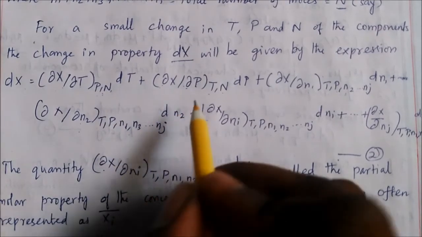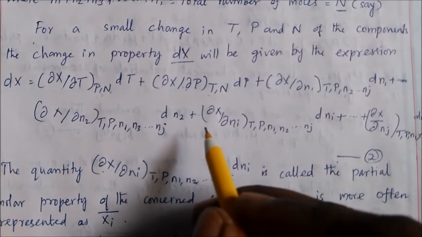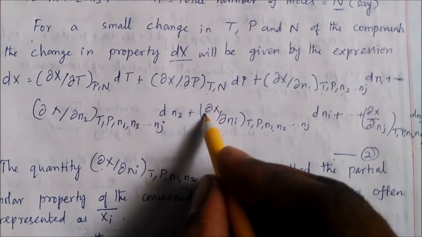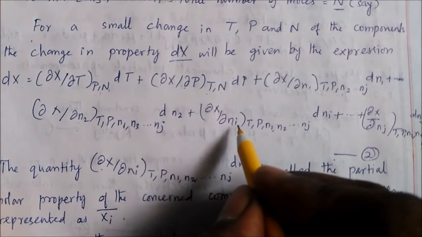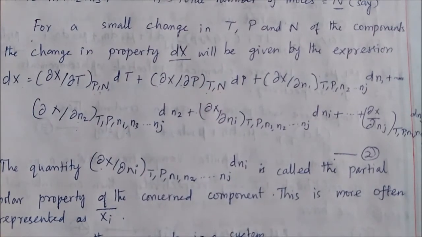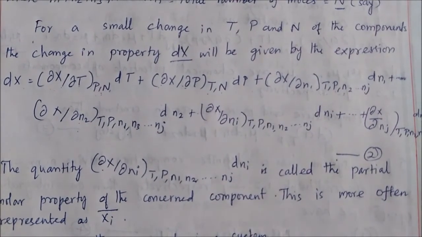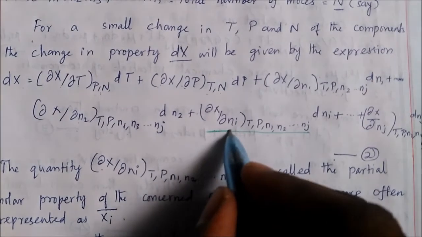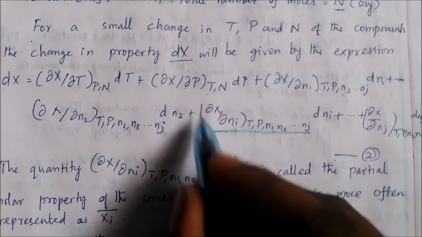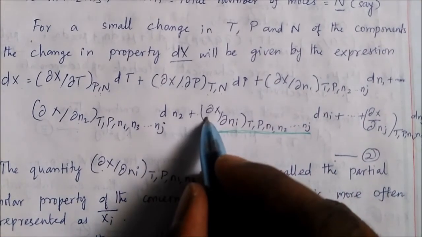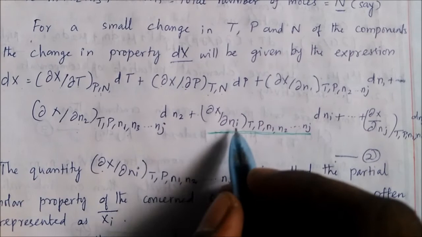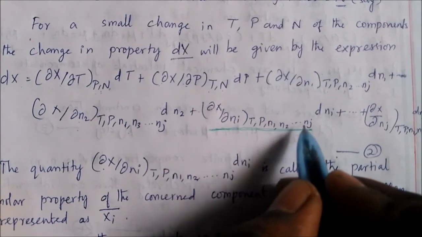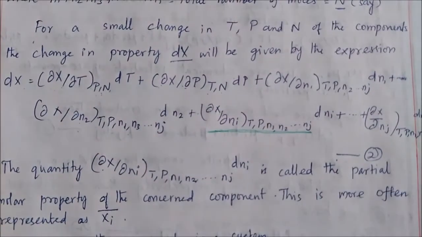it should be noted here dn2 plus, and this is the one which is very important, dou x by dou ni, the partial differentiation of the property x with respect to any one component, dou ni. This should be mentioned here, that is dou x by dou ni. This is very important because this is a general representation with the ith component, dou x by dou ni, the partial differentiation of property x with respect to the number of moles of the ith component at constant temperature, pressure, number of moles of other constituents other than ni, plus and so on.